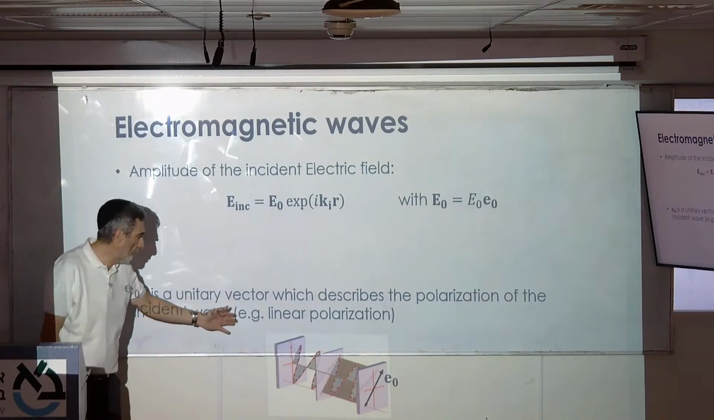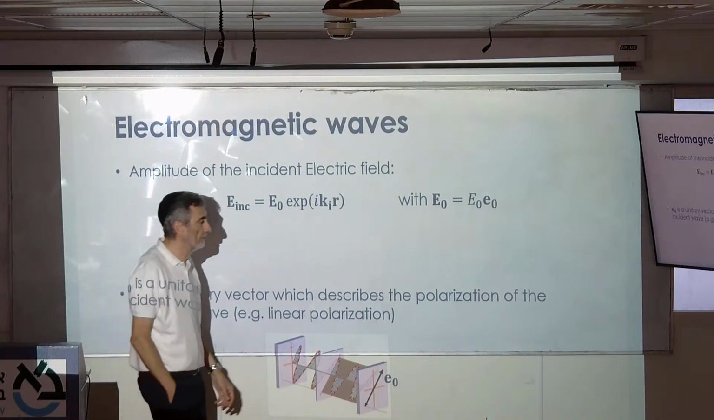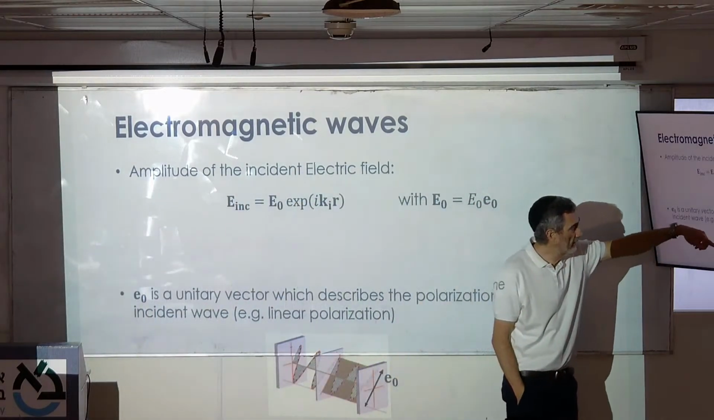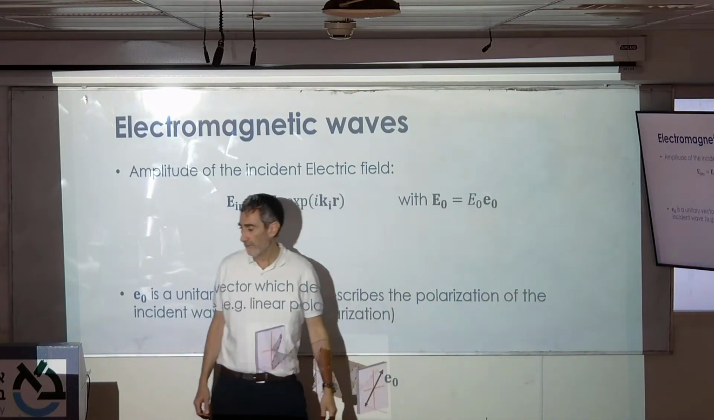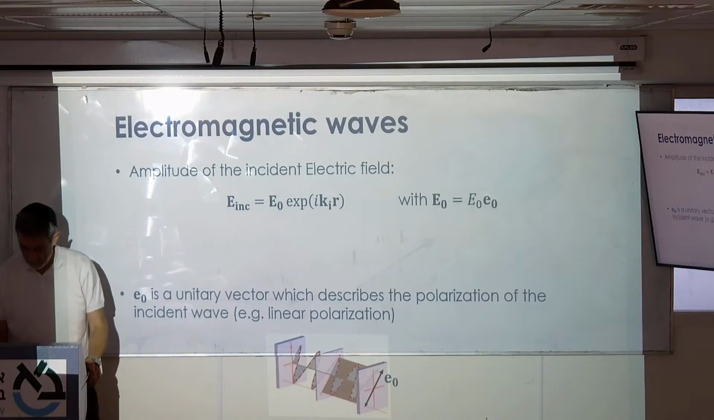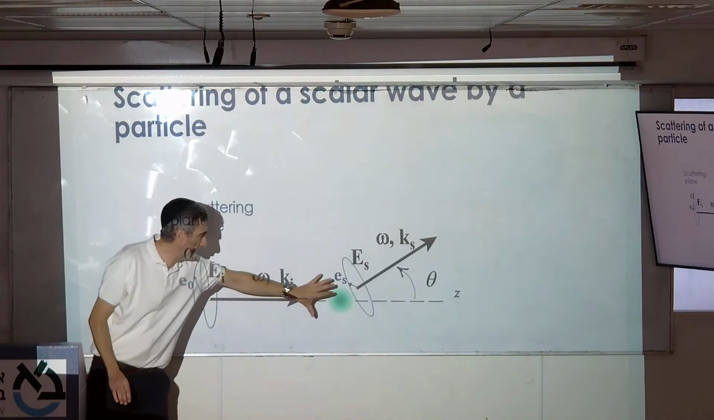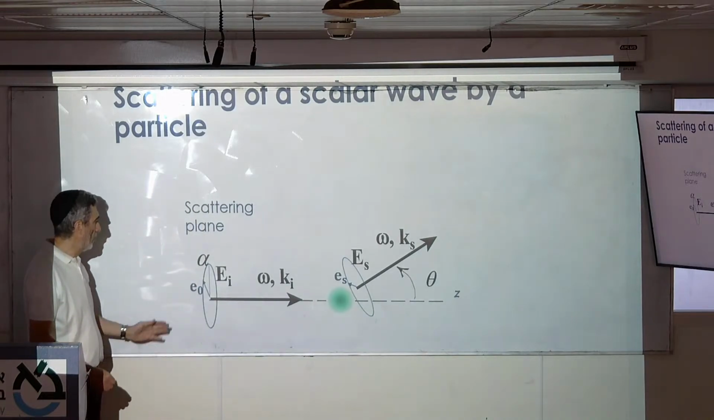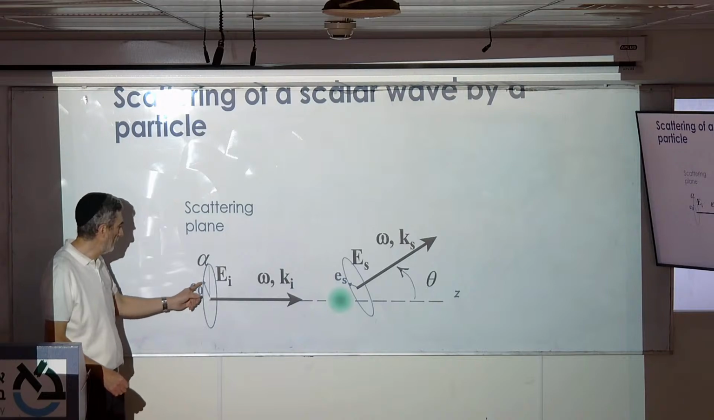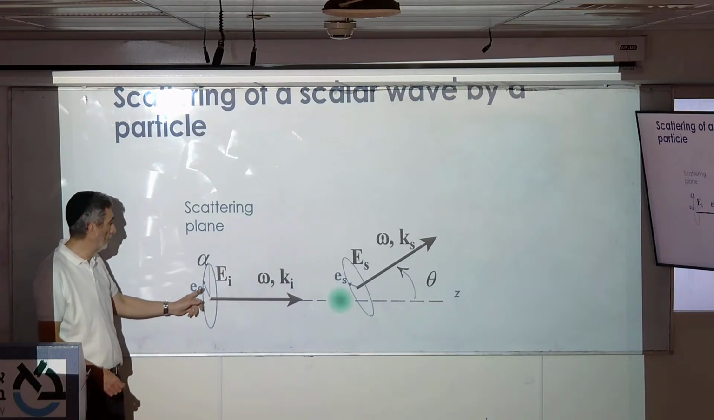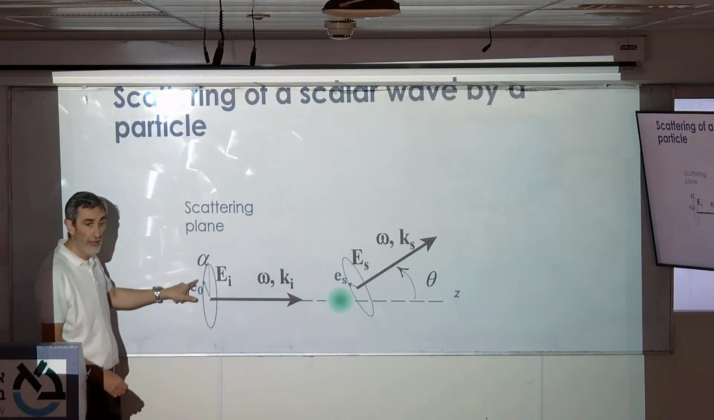For instance, linear polarization. That's this example here. So here you have the electric field oscillating in that plane with the direction given by E0. Okay, so let's do it again. So we have as our scattering center here, we have an incident field. This incident field has also a polarization E0 relative to the plane here, that's the angle. It's given by the angle alpha here.